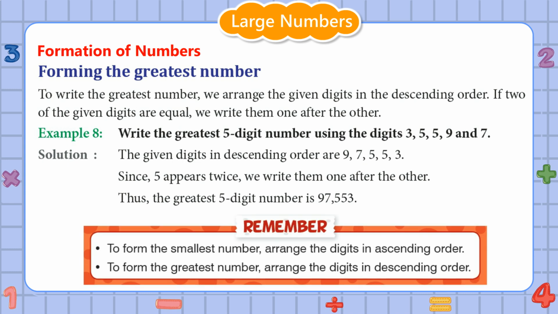97,553. Remember, to form the smallest number, arrange the digits in ascending order. To form the greatest number, arrange the digits in descending order.